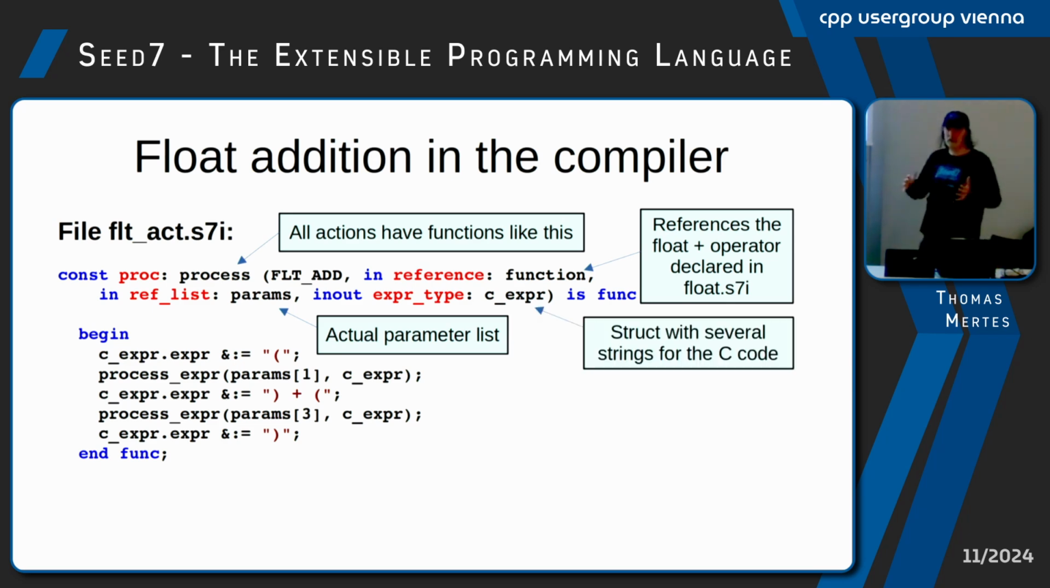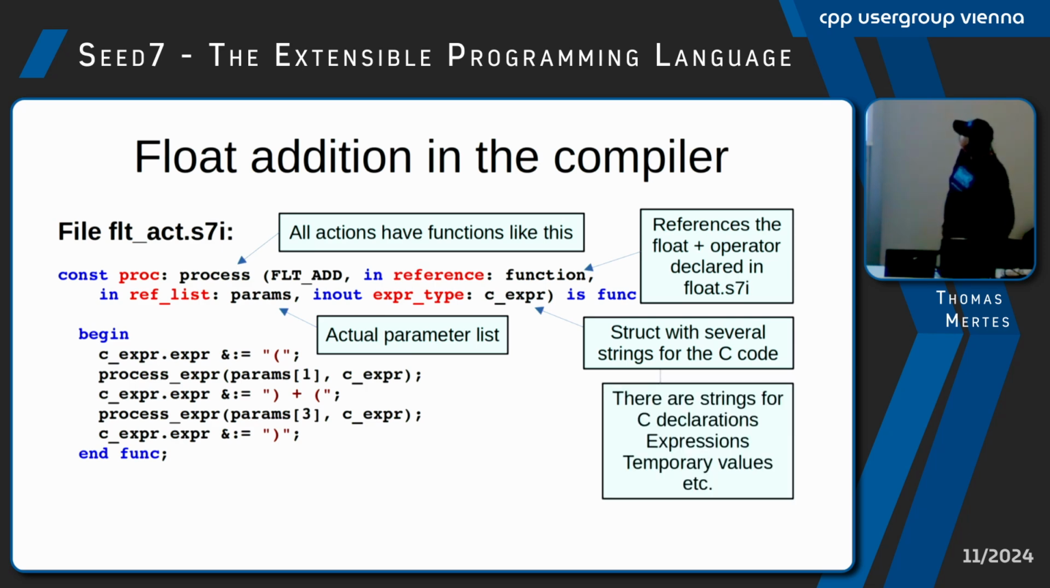And this is a structure for the C code. So the Seed7 compiler compiles everything to C, and then it invokes a C compiler to get to machine code. And this struct contains substrings for example, declarations, for expressions, for temporary variables, and so on. And these are merged together in the right way.